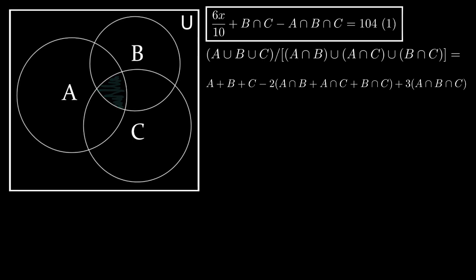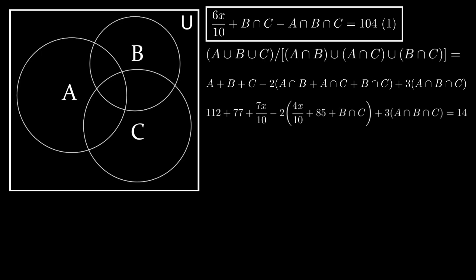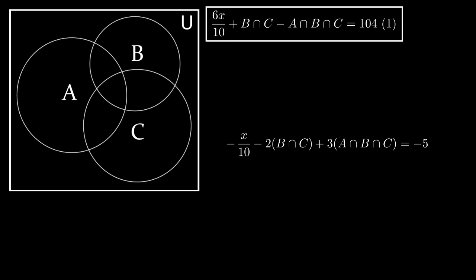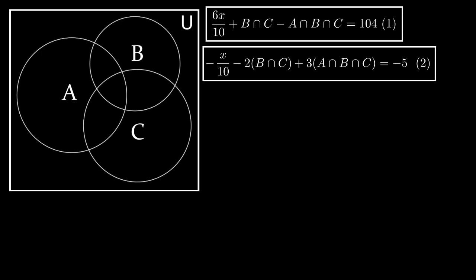the final result. And we plug in the initial conditions and we get 14 equals 112 plus 77 plus 7x over 10 minus 2 times 4x over 10 plus 85 plus B intersection C plus 3 times A intersection B intersection C. And this is our second equation. 2 down, 1 to go, my friends. We need one more equation.